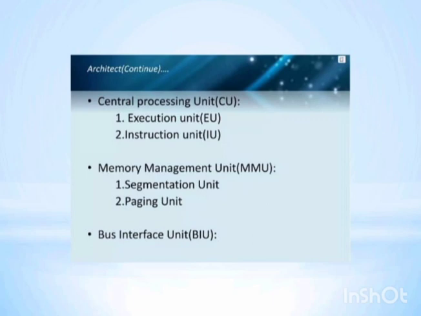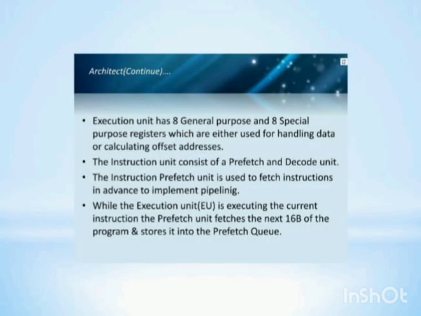Lastly, the bus interface unit. The execution unit has 8 general purpose and 8 special purpose registers, which are used either for handling data or calculating offset addresses. The instruction unit consists of a prefetch and decode unit. The instruction prefetch unit is used to fetch instructions in advance to implement pipelining. While the execution unit is executing the current instruction, the prefetch unit fetches the next 16 bytes of the program and stores them in the prefetch queue.